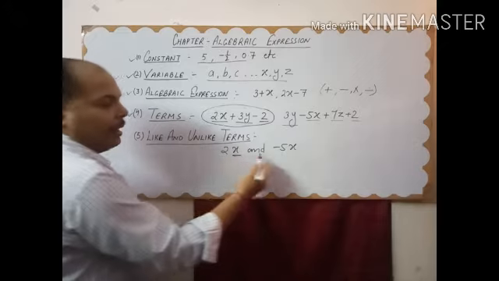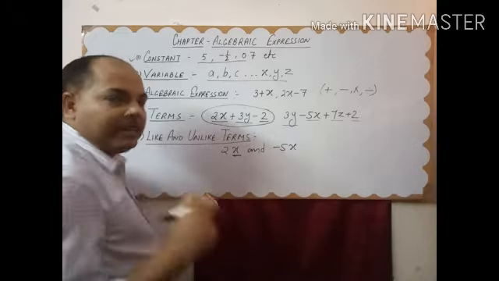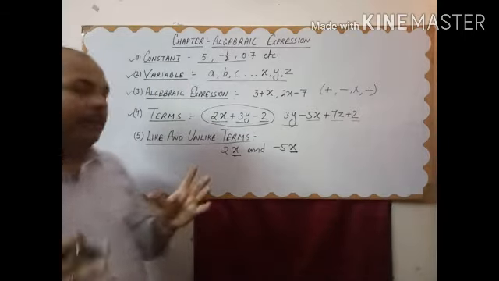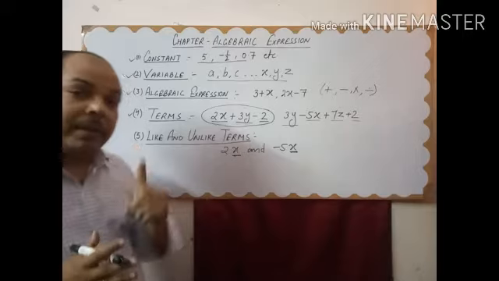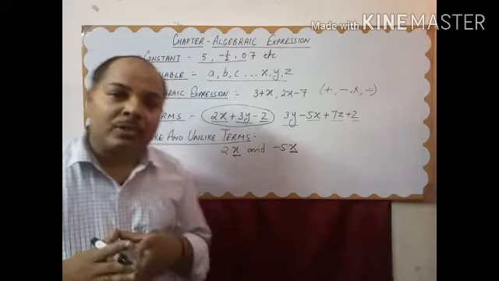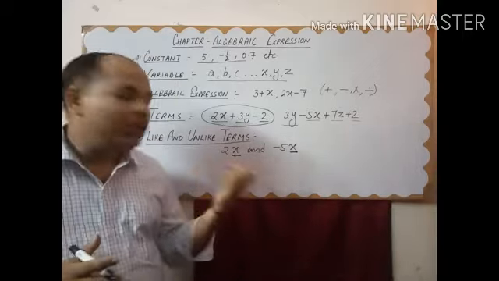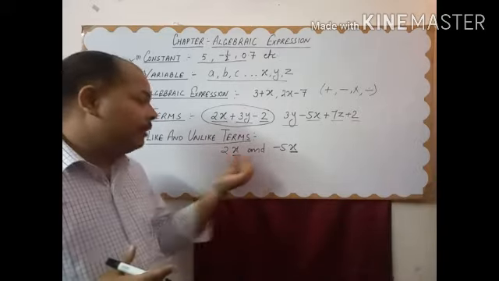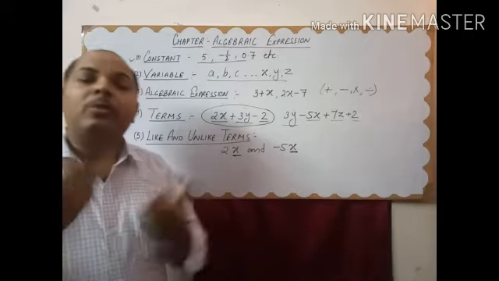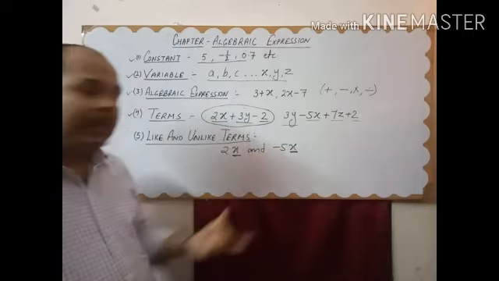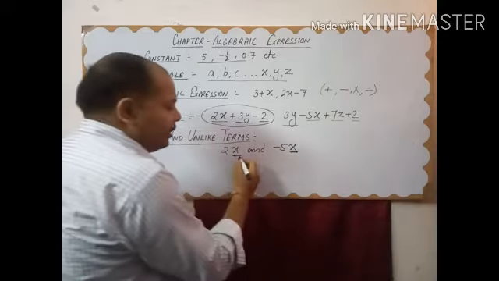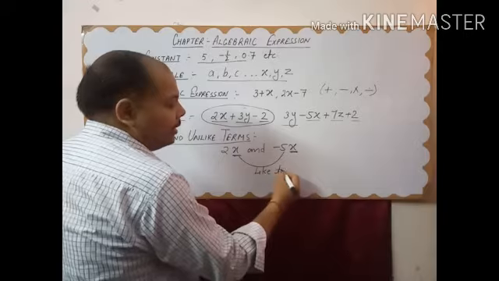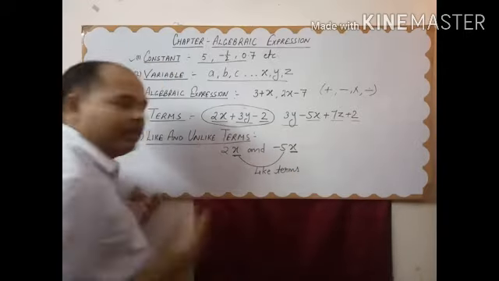See here, in this algebraic expression the literal factor is x. So when the literal factors of any two or more than two terms are same, listen to me very carefully, the literal factors of two or more than two terms are same, then we can say that such type of terms are like terms. Such type of terms are like terms.